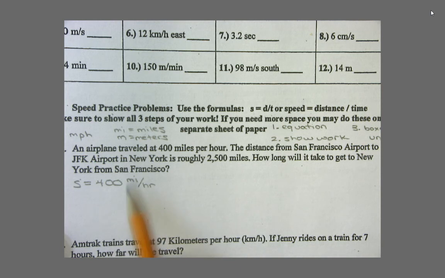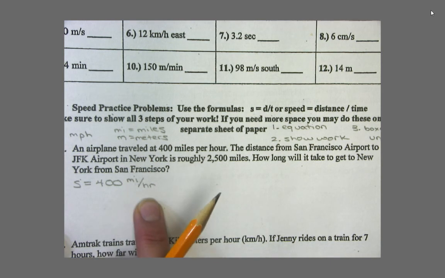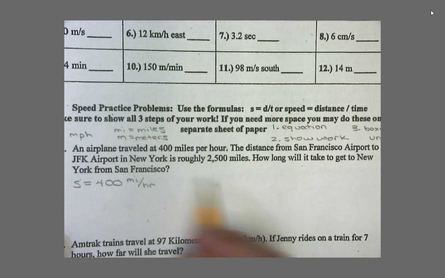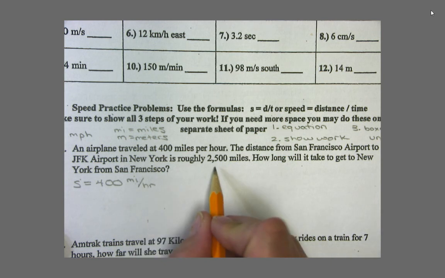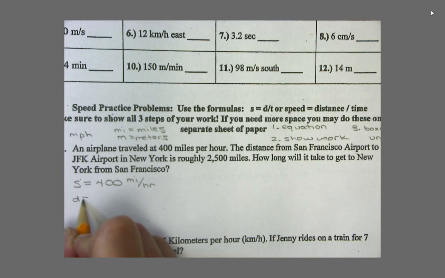And you don't necessarily want to put MPH, and I'll show you why, because when we're doing the math with it, again, the units follow your number. You should consider this entire thing part of what the speed is. It's not just 400. 400 is a number. 400 miles per hour is the speed. Our next piece of information that we have is 2,500 miles. Miles is a measurement of distance.